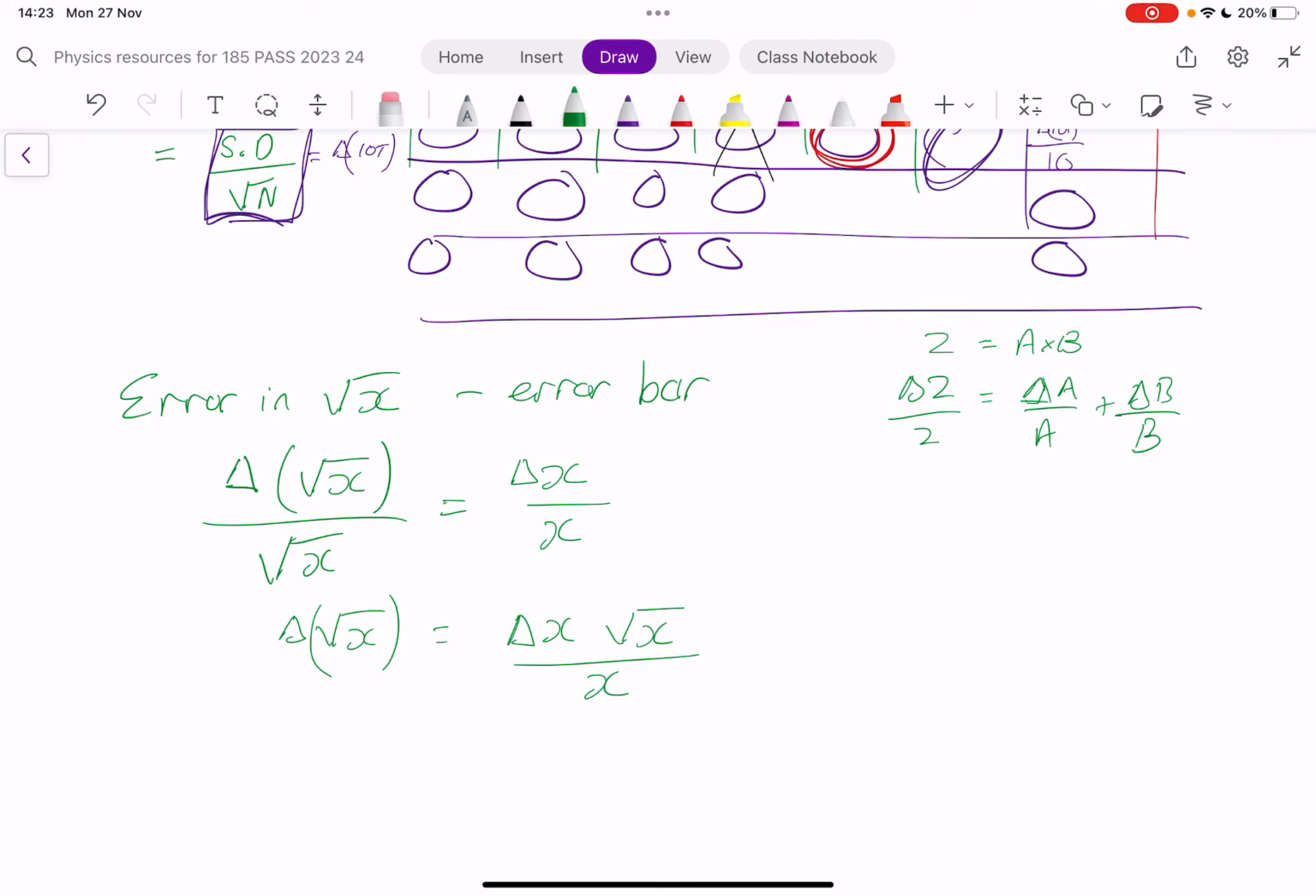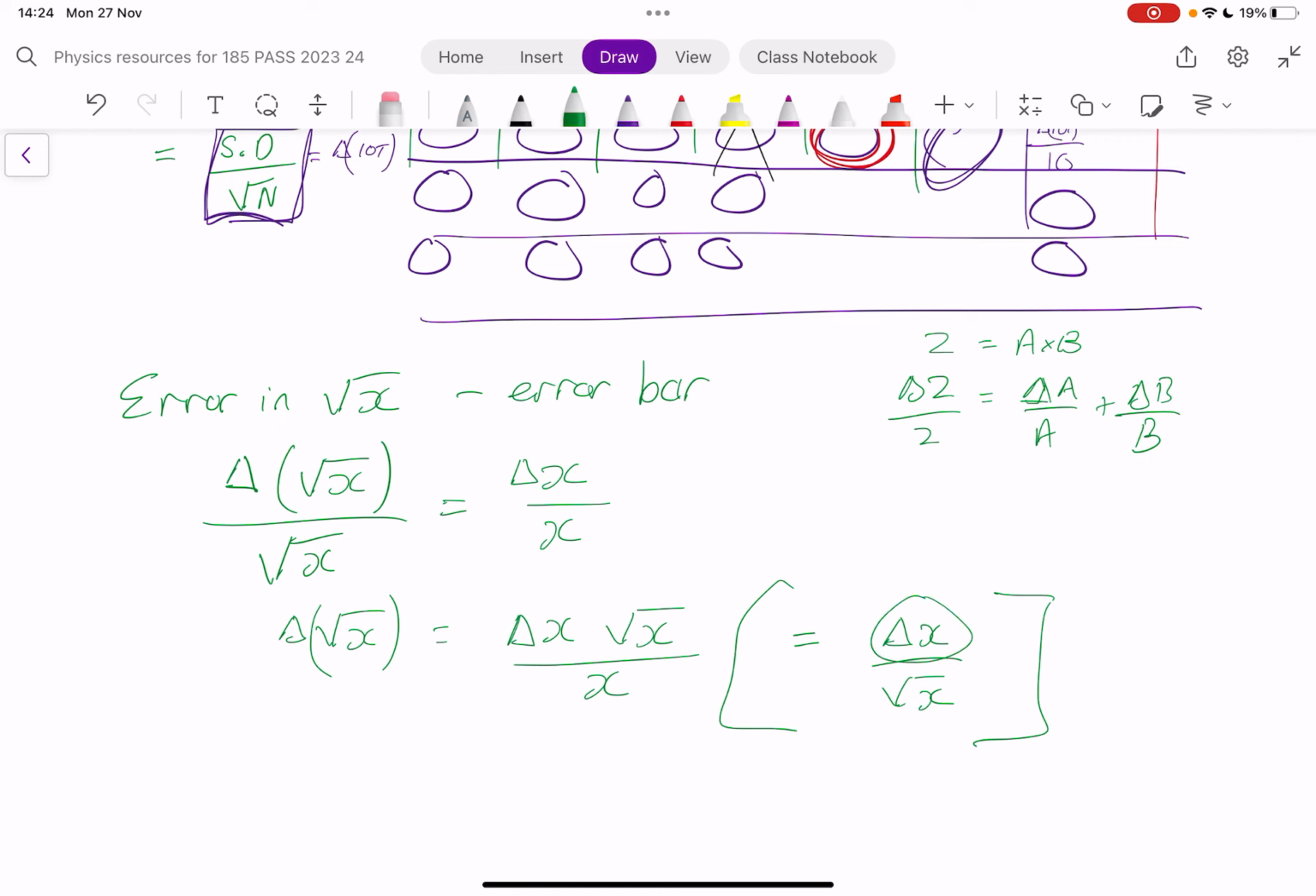Now actually we can simplify that down a little bit if you think about it. Just pure algebra actually does simplify down to that. So the error in the root x, which is what I'm plotting on the x-axis, is just the error in x divided by the root of that value for x. So again, you would need to work that out for every value for x. It is going to be different.